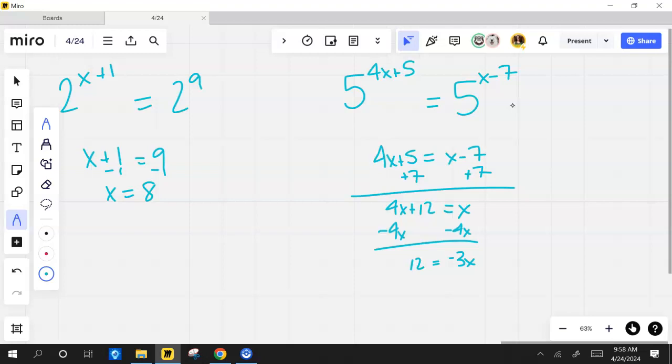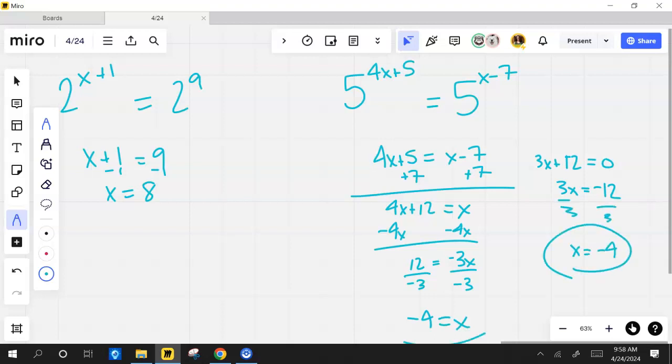What if you moved the x first? If you moved both of them, then you ended up with 3x plus 12 equals 0. And then you move the 12 and you get 3x equals negative 12. You're going to be in the same scenario we are here. If I divide by negative 3, I get negative 4 equals x. If you divide by 3, you get x equals negative 4. So same thing. Either way you want to go about it, it doesn't matter.